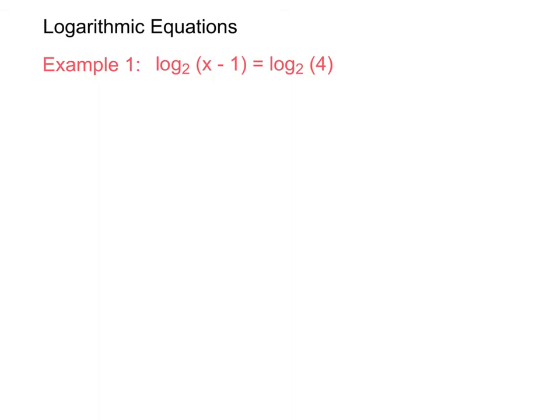Well, if you look at this, we've got a log of something equaling the log of something. And notice that both of these logs have the same base. So in reality, all I can do here is eliminate the term log and just have x minus 1 equals 4.